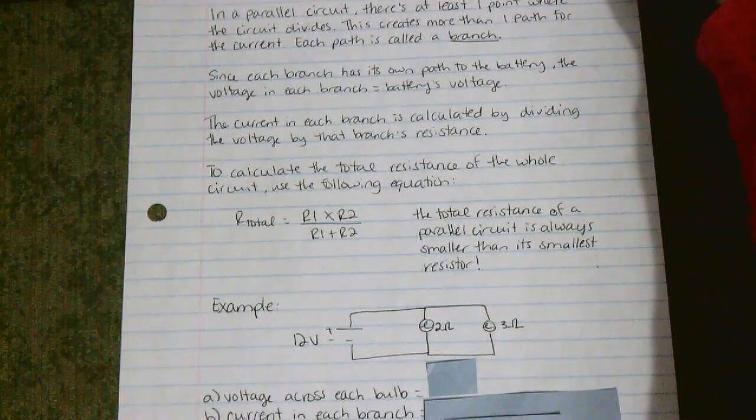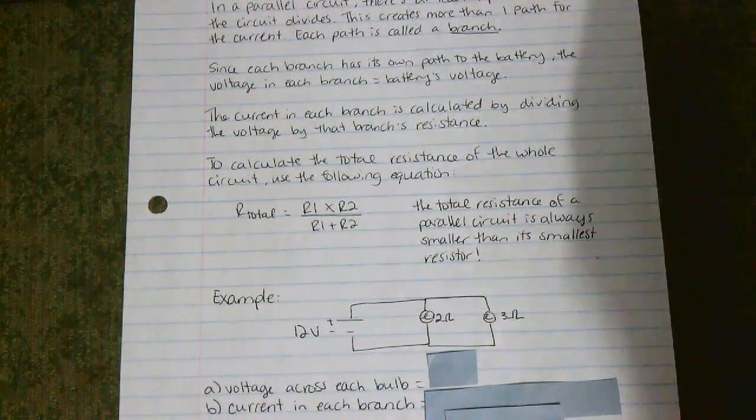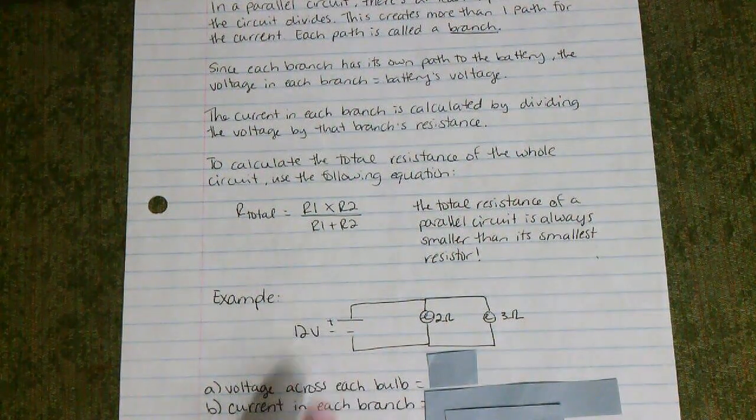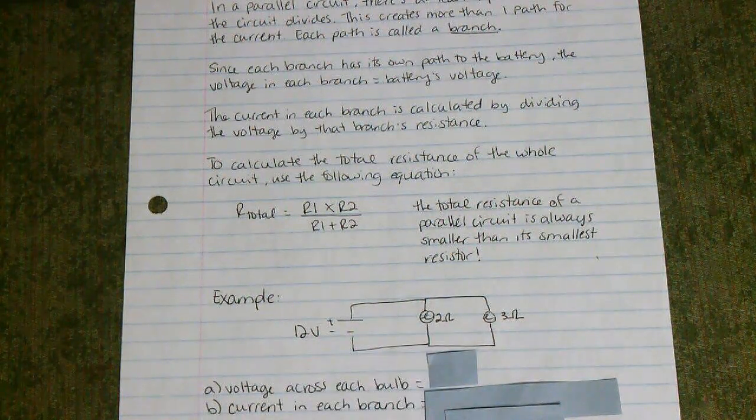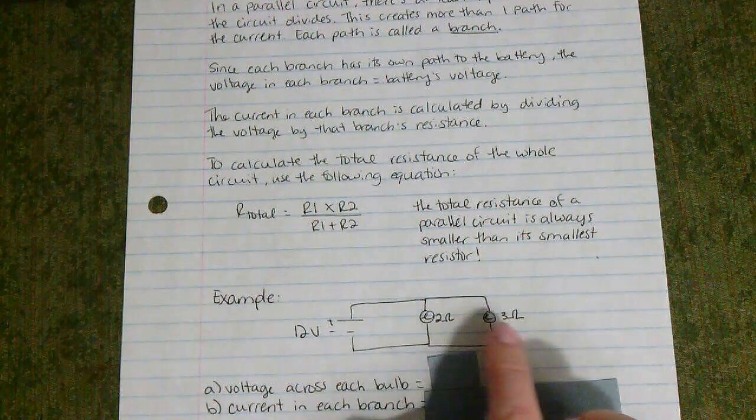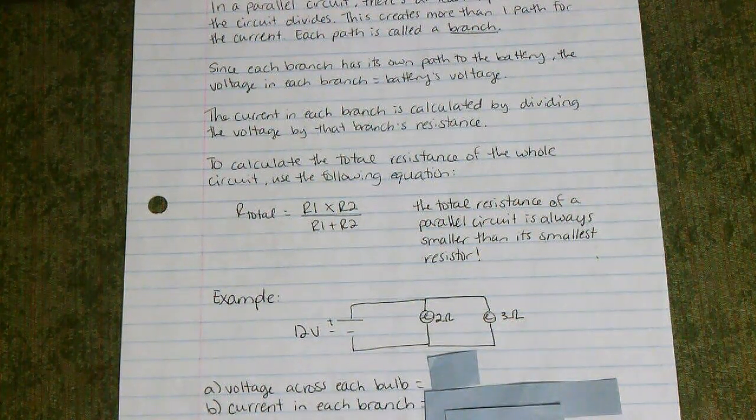So here's one, okay? Here I've got an example of a parallel circuit. I've got a 12-volt battery, and I've got two different branches with two different light bulbs. One has a resistance of 2 ohms, and one has a resistance of 3 ohms. So if I'm looking for the voltage in each branch, or the voltage that's going through each bulb, if I look back to my notes, that is just going to be equal to the battery's voltage, okay?